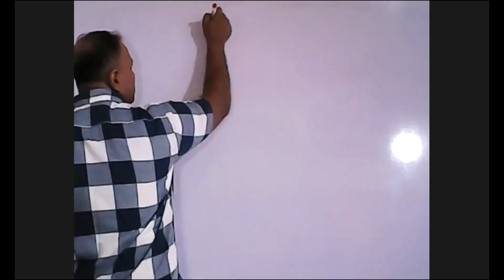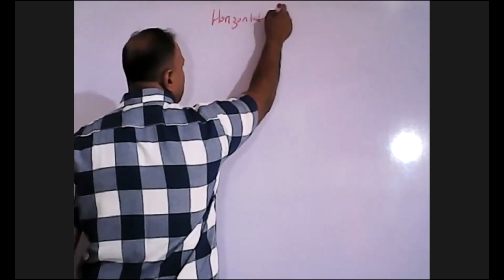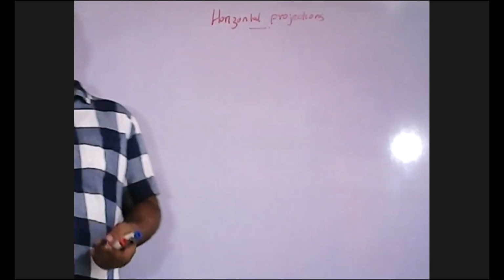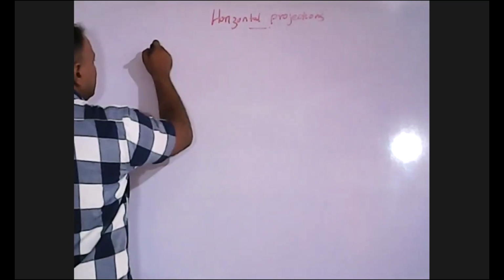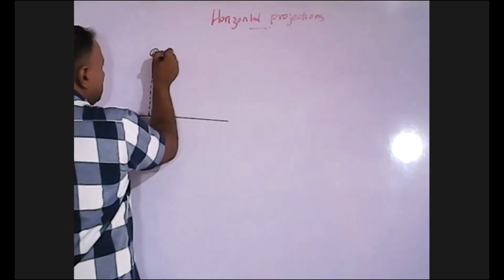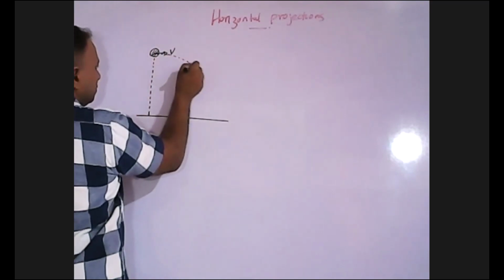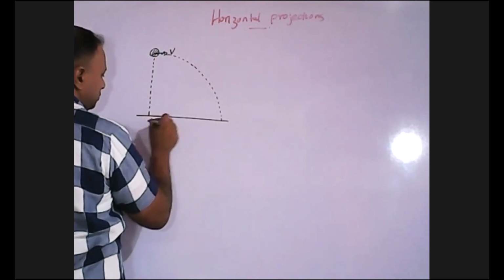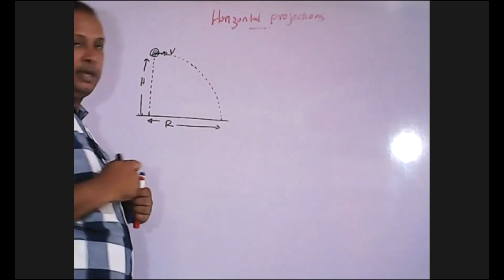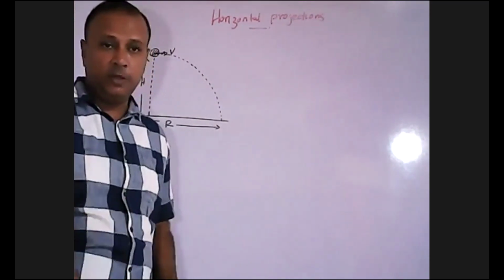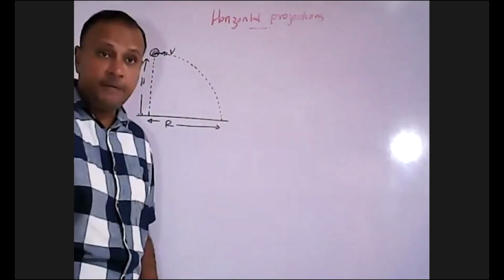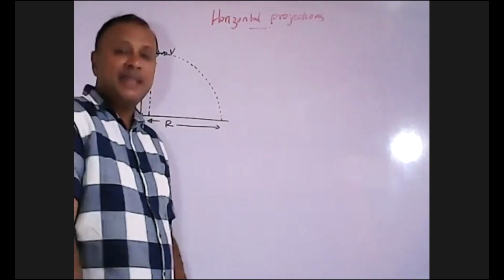Okay. Horizontal projections. Suppose, okay, horizontal projection means the initial velocity of the object is in the horizontal way, is in the direction of x. So it is parallel to x-axis. X-axis. Okay.